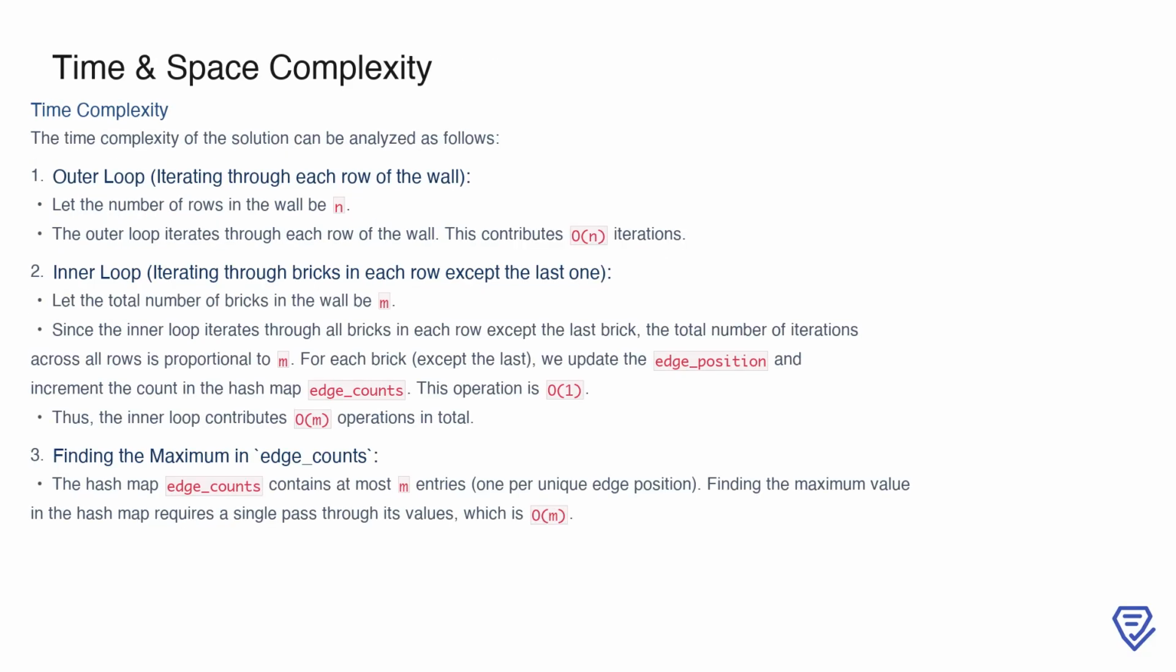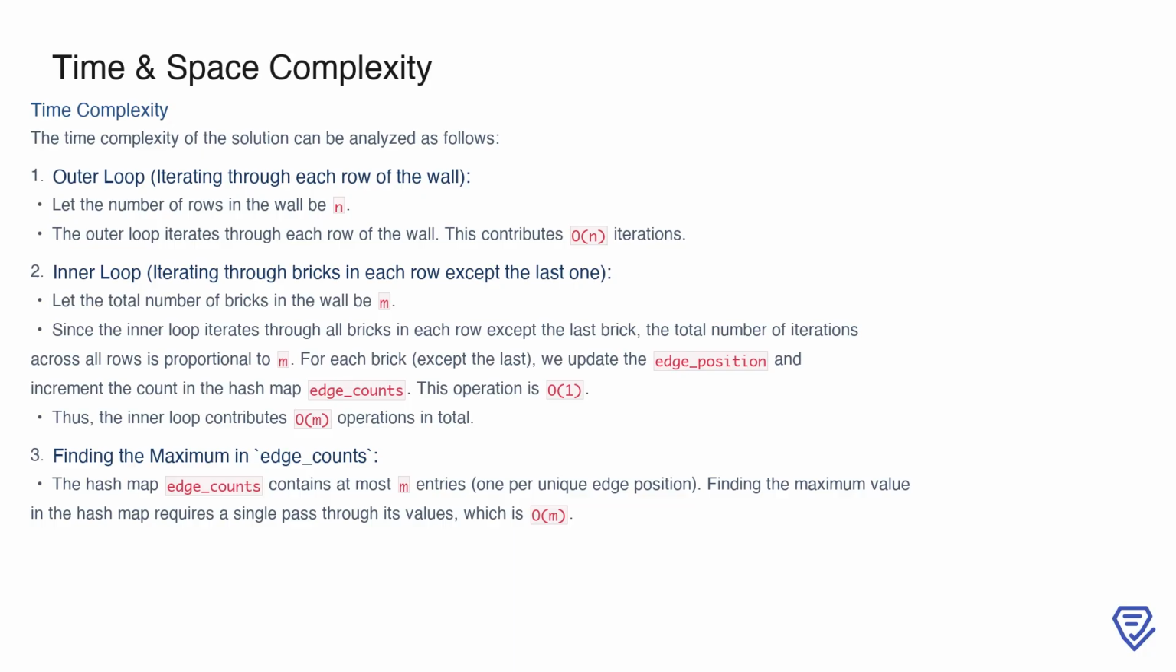To analyze the time complexity of this solution, we start by considering the outer loop, which iterates through each row of the wall. If there are n rows in the wall, this loop contributes n iterations overall. Next, within each row, we have an inner loop that processes each brick, except the last one. Since the total number of bricks across all rows is m, the inner loop contributes m operations in total. For each brick processed, the edge position is updated, and the corresponding count in the hash map edge_counts is incremented. These operations are constant time, O(1), for each brick.